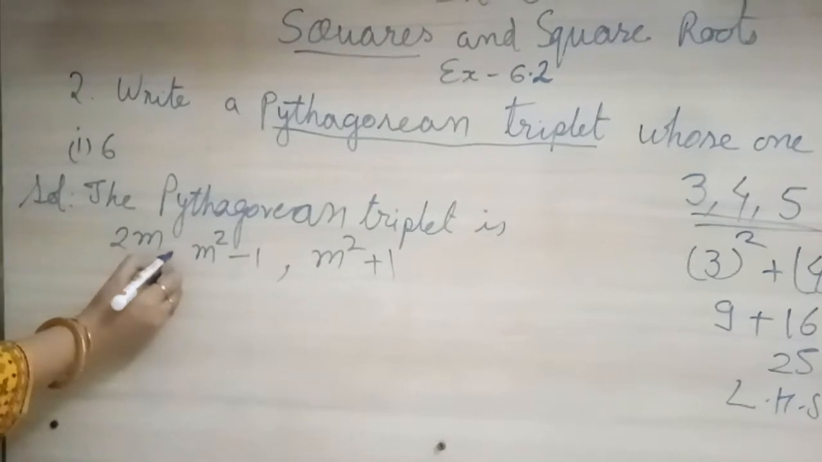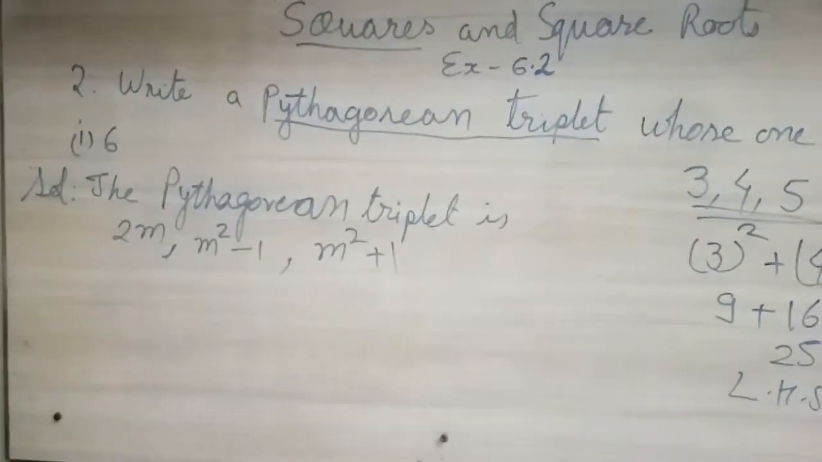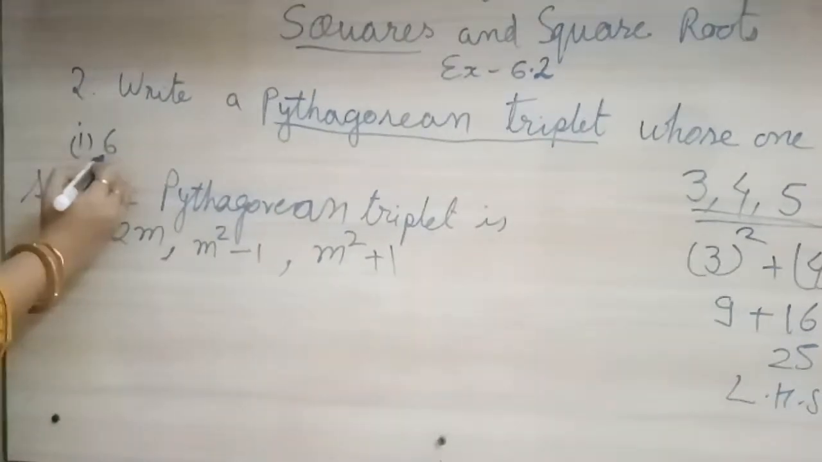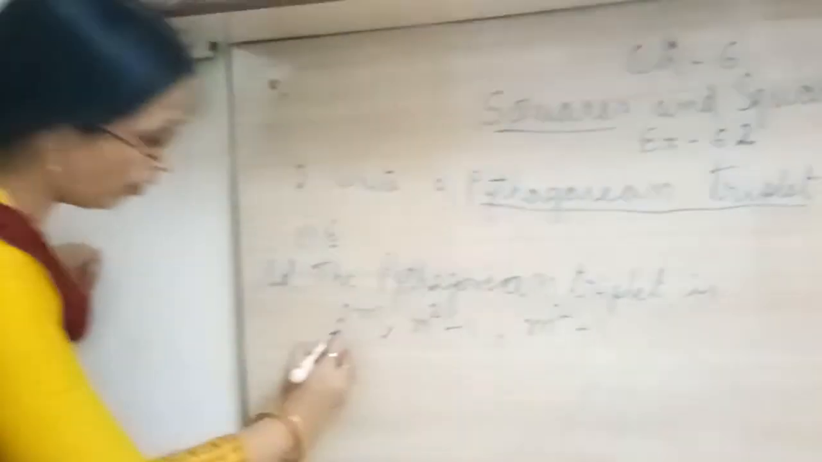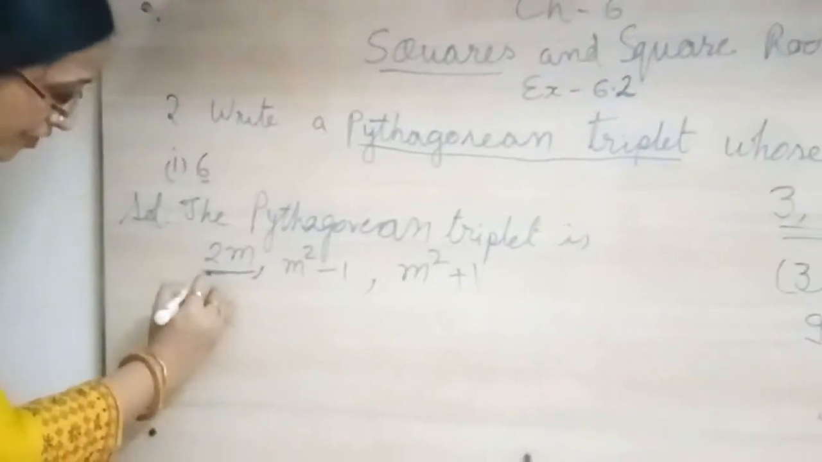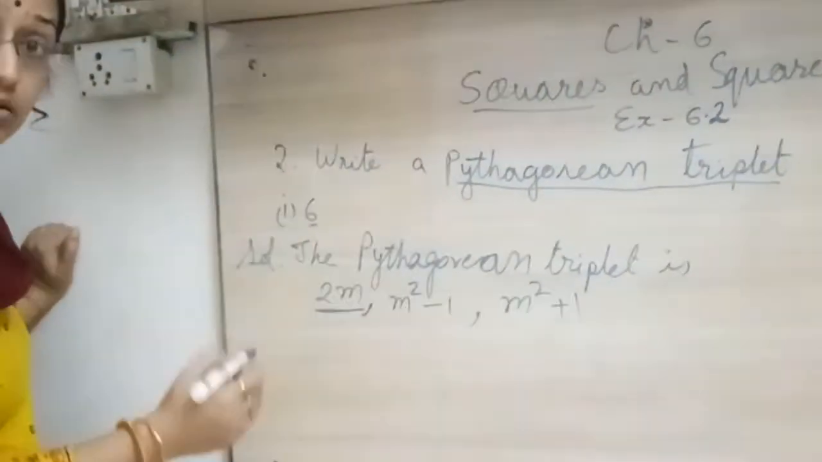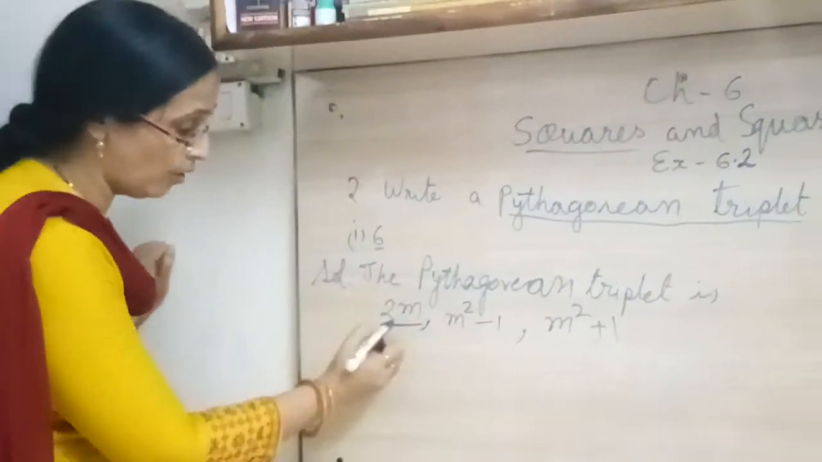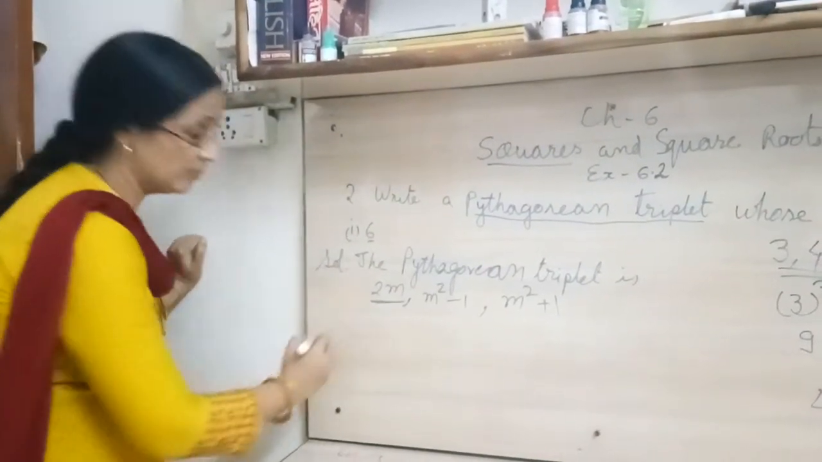Now the question arises कि what is m? How will we find m? Okay, so there are different methods to find m. First of all, we will observe that 6 is an even number. Whenever it is an even number, you are always going to equate it with 2m. This is our assumption, our logic we will use. For an even number, we are always going to equate with 2m.